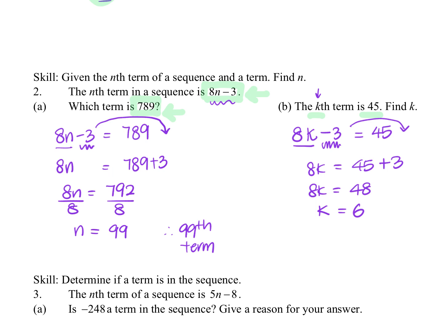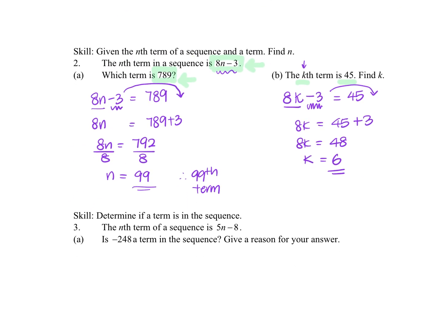So in this case, which term is the number? It's the 6th term. So they just say find k. So k is equals to number 6. Have you gotten the concept? Right? If you are okay, then let's move on to the next skill.